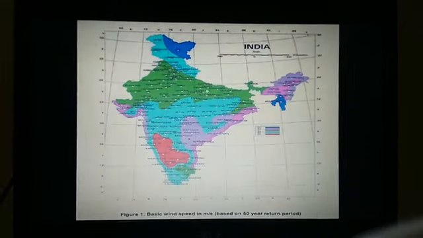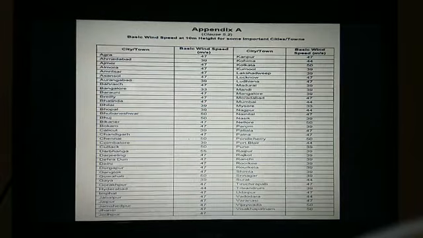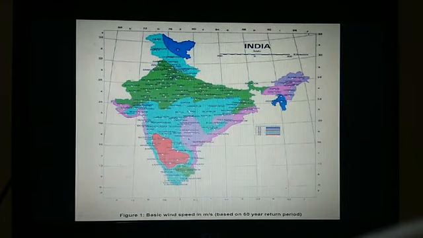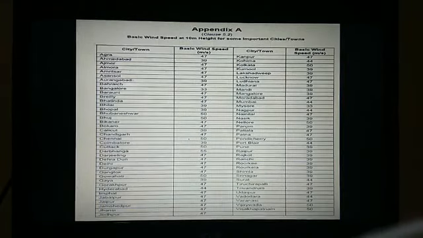code, right? So this is the map given in the code, and this is the appendix where it gives all the basic wind speeds. If you can't observe from the map, you can get your wind speeds from the table. See, you can see Hyderabad has a wind speed of 44 meters per second. Okay, so this is our zone. I think Hyderabad falls under the 4th zone, where the wind speed is 44 meters per second. It is a normal wind speed, right?